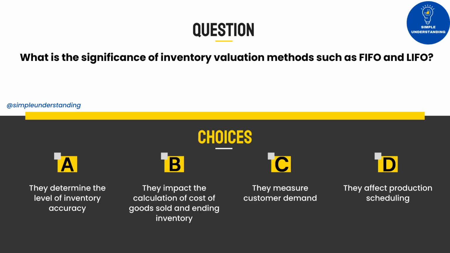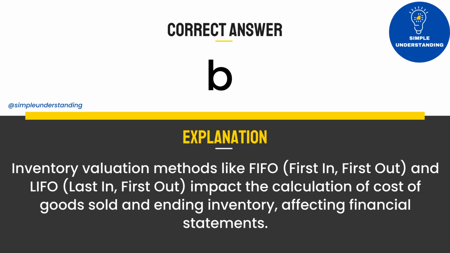7. What is the significance of inventory valuation methods such as FIFO and LIFO? A. They determine the level of inventory accuracy. B. They impact the calculation of cost of goods sold and ending inventory. C. They measure customer demand. D. They affect production scheduling. Correct answer, B. Overall explanation. Inventory valuation methods like FIFO, first in, first out, and LIFO, last in, first out, impact the calculation of cost of goods sold and ending inventory, affecting financial statements.